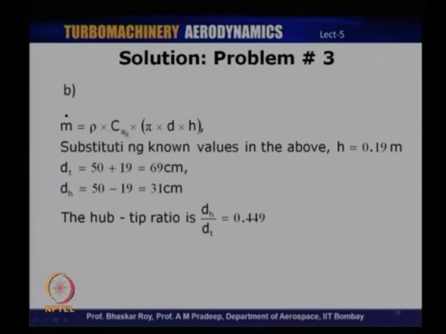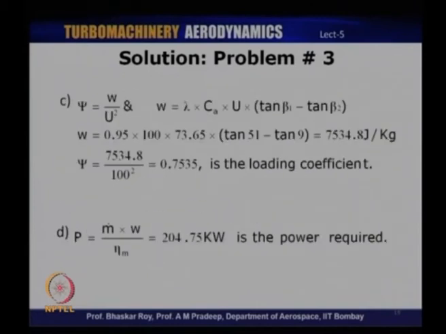The other way to find this probably is to use this directly in the mass flow rate formula by using the annular area, where this ratio will appear as one of the fractions. So, that is another way of finding the hub to tip diameter ratio, which basically boils down to the same thing. Mass flow rate is density times axial velocity into pi into annular area, that is d t square minus d h square by 4, from which we can take a ratio and find out the hub to tip diameter ratio. So, here it comes out to be 0.449.